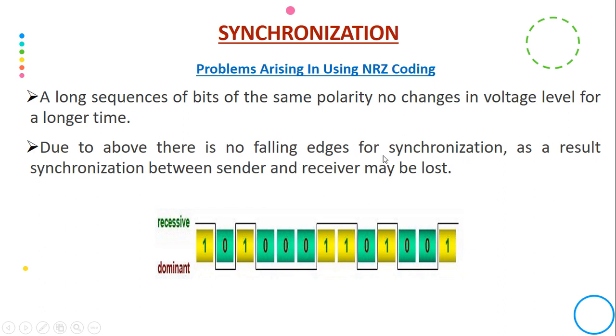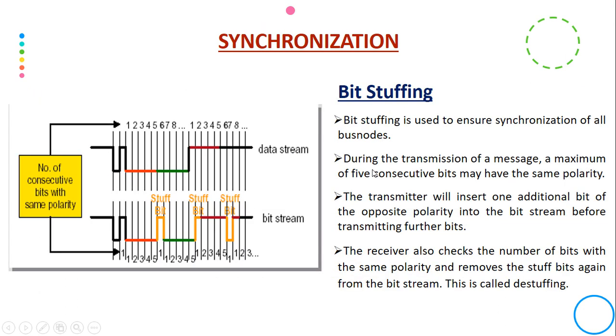As you know from my previous videos, the falling edge at the start of the frame results in hard synchronization. But due to a long sequence of either dominant or recessive bits, there is no falling edge, hence there is no chance for synchronization. As a result, there may be loss of synchronization between sender and receiver. This is the problem that arises due to the usage of NRZ encoding. In order to overcome it, CAN uses bit stuffing. Bit stuffing is used to ensure the synchronization of all the bus nodes.